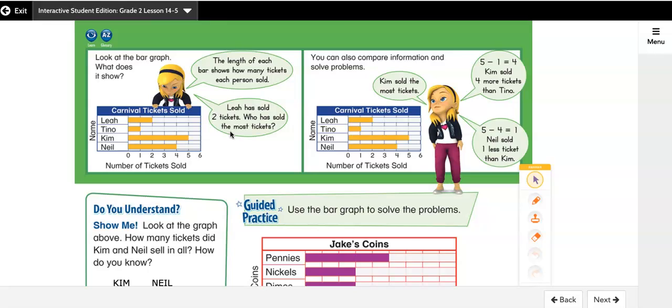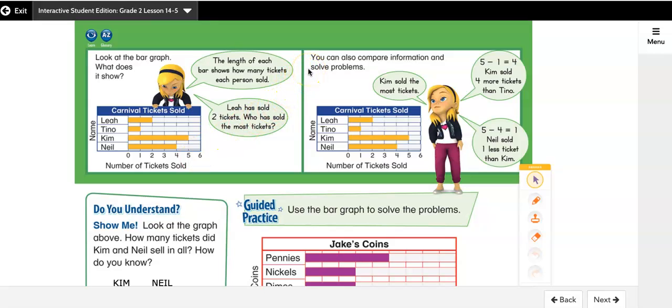To figure out who sold the most, I need to find who has the longest bar. So once again, I'm going to go back to my graph and I'm going to look at the bars. I see that Kim's bar is the longest, and I can go down to see that she has sold 5 tickets.